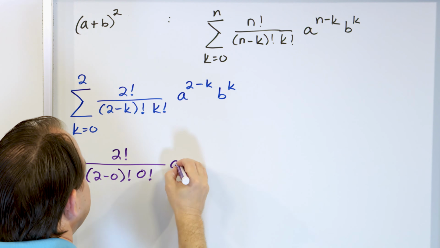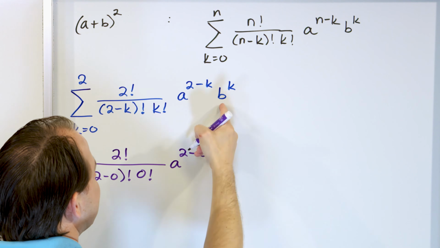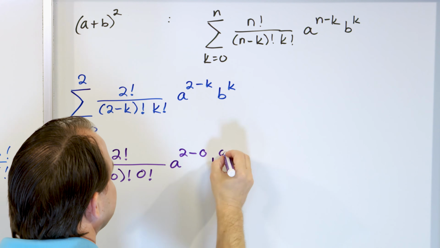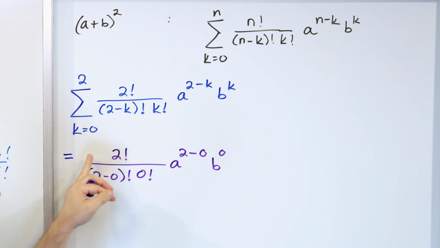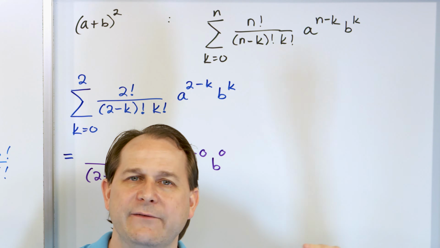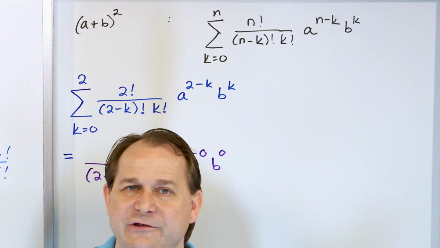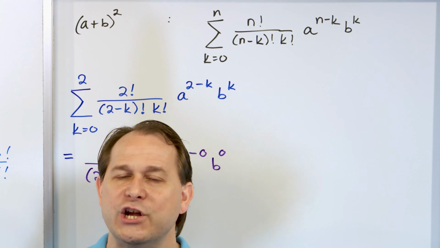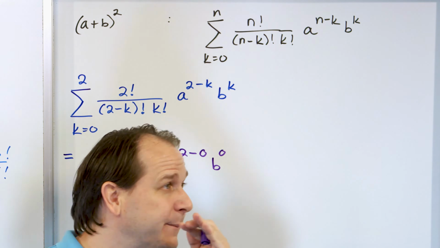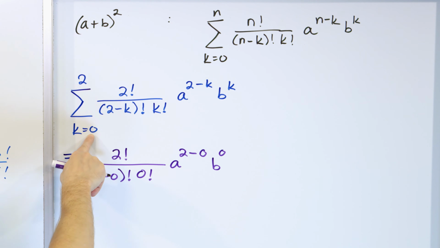Then I have a to the power of 2 minus k, but k is 0. And then I have b to the k, but k is 0. Okay, notice that there's no variables anywhere other than a and b. When you start to plug in everything into the binomial theorem, you're going to calculate a's and b's and coefficients. There should be no n's and no k's after I write and substitute everything in. But we only did the first term because k is only 0 here.